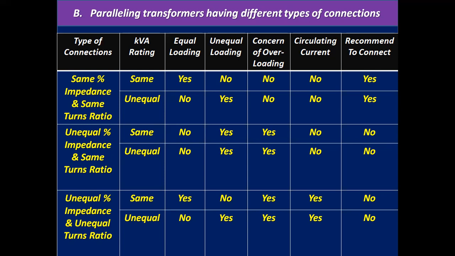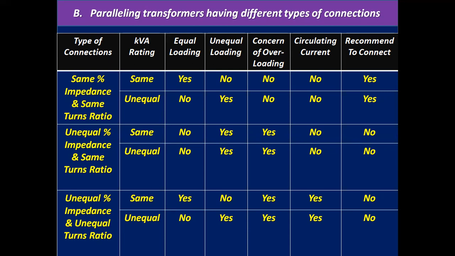Type of connection: unequal percentage impedance and same turns ratio. Then for kVA rating, if it is same, equal loading, no. Unequal loading, yes. Concern of overloading, yes. Circulating current, no. Recommended to connect, no. For unequal kVA rating, equal loading, no. Unequal loading, yes. Concern of overloading, yes. Circulating current, no. Recommended to connect, no.